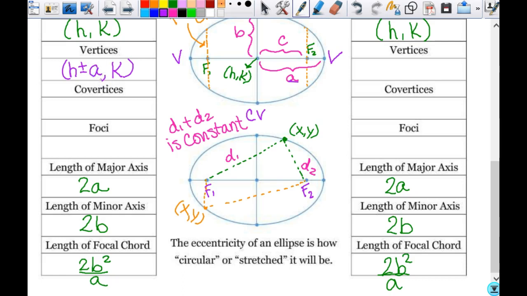If you understand the picture, then you're not having to remember which one's what, you know, do I add it to X or Y here? Is it A or B or what's happening? Your co-vertices, what's changing there from the center? The X or the Y? The Y. So here my X value stays the same, and my Y value, which was K, I either add or subtract what? B.